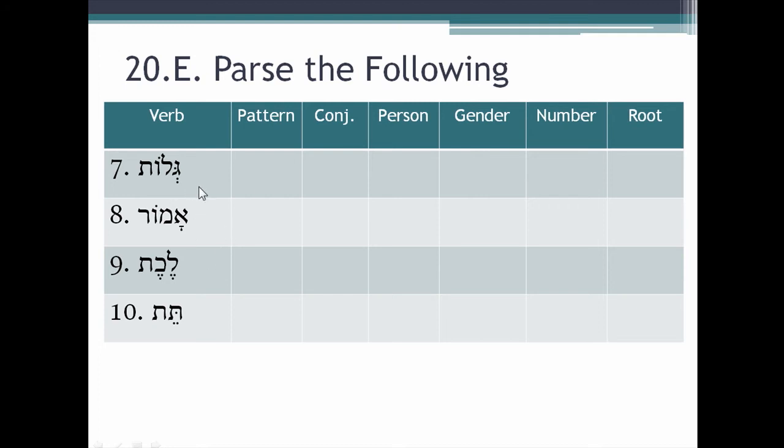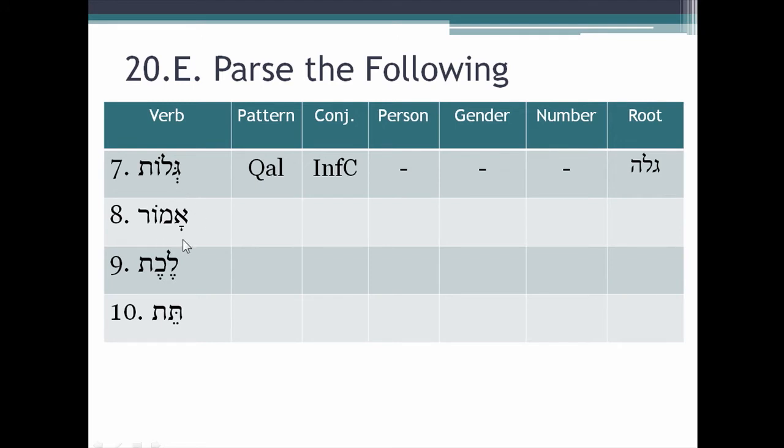Number 7, gilot. Do we have a prefix? No, we don't. And gimel is not ever a prefix. So we have shava holam. So look at what we did here. Asked our first question, does it have a prefix? Yes or no? No. We don't have anything that looks like a perfect ending. And then we look at our vowel pattern, shava holam. Again, kal infinitive construct from galah.